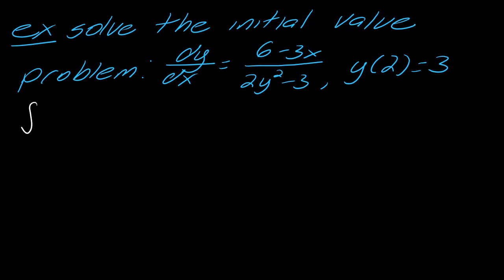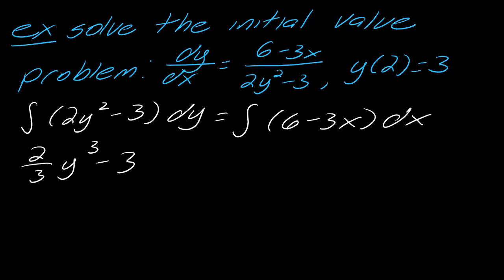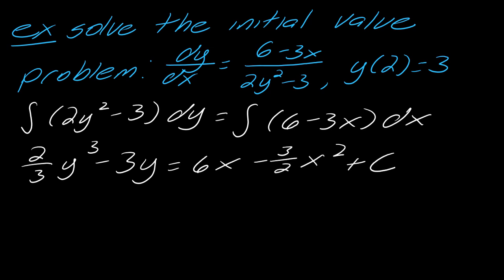Okay, so this side is going to be 2y squared minus 3 dy, so I'm literally taking this side and multiplying it over to this side. And then for the other one, this will be 6 minus 3x dx, because I'm multiplying the dx over to this side. So now I've separated everything, so now I can just go ahead and integrate, and this one's not so bad for integrating. So this is 2/3 y to the third minus 3y equals 6x minus 3 over 2x squared plus c.